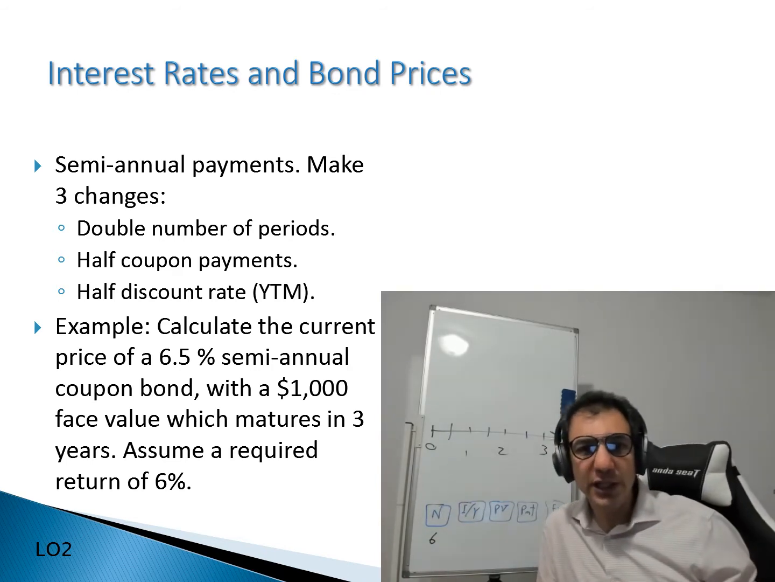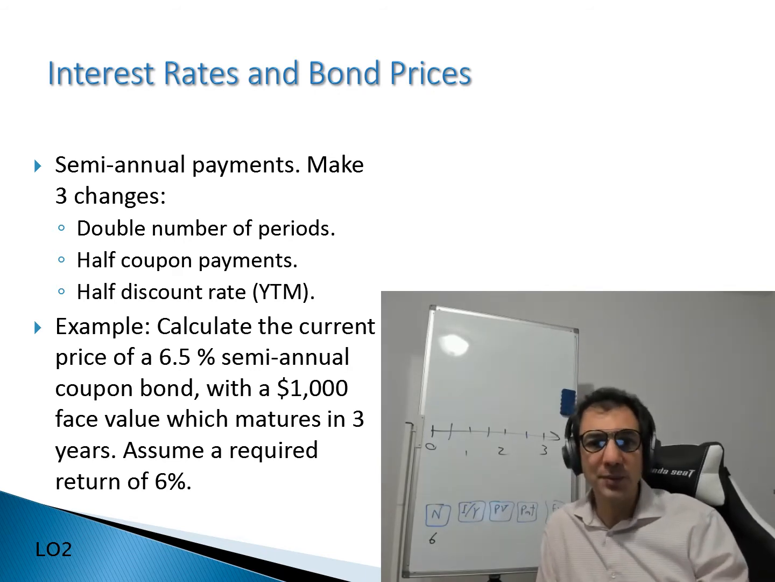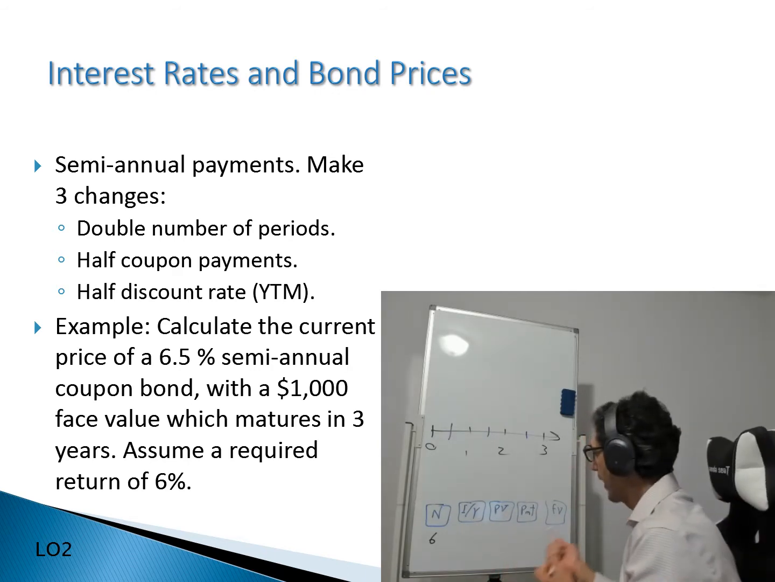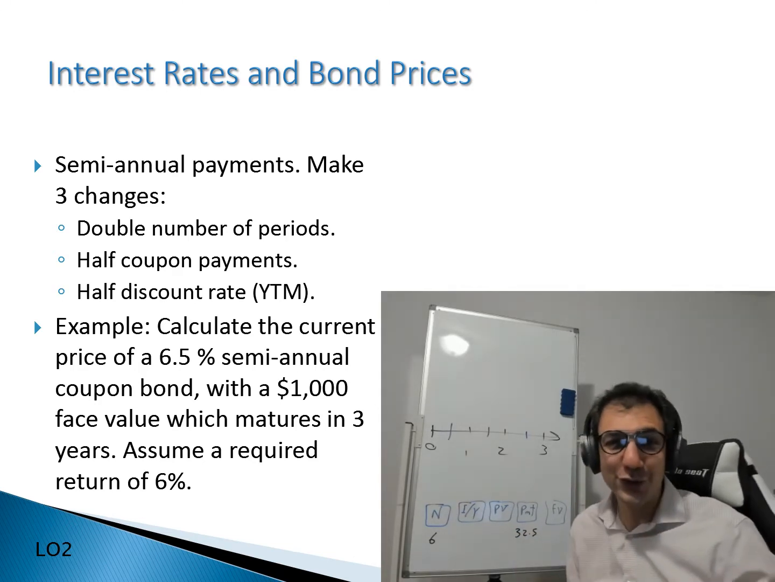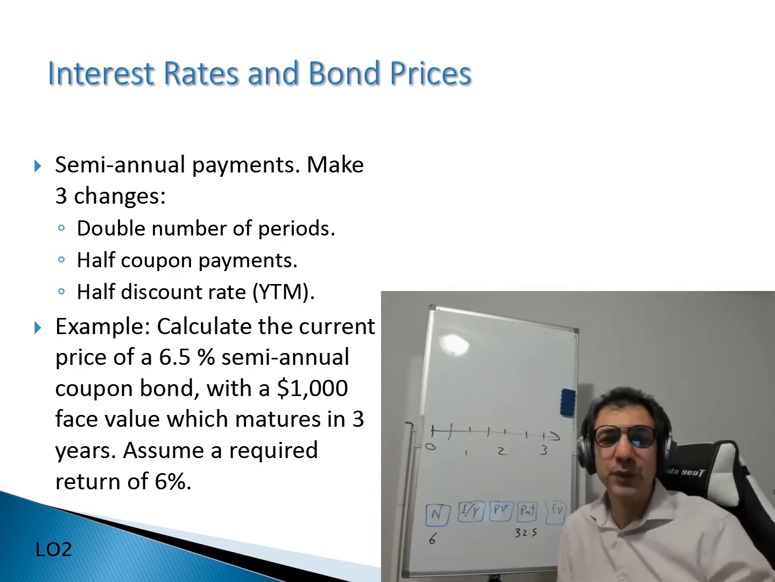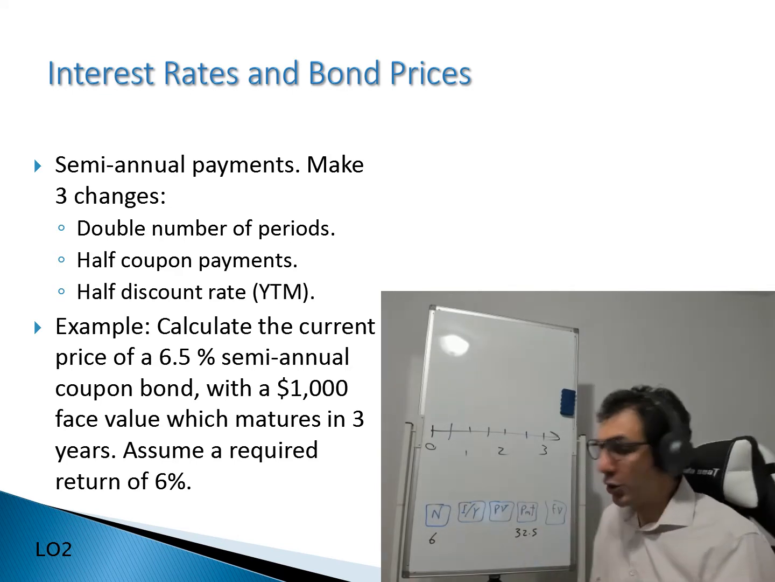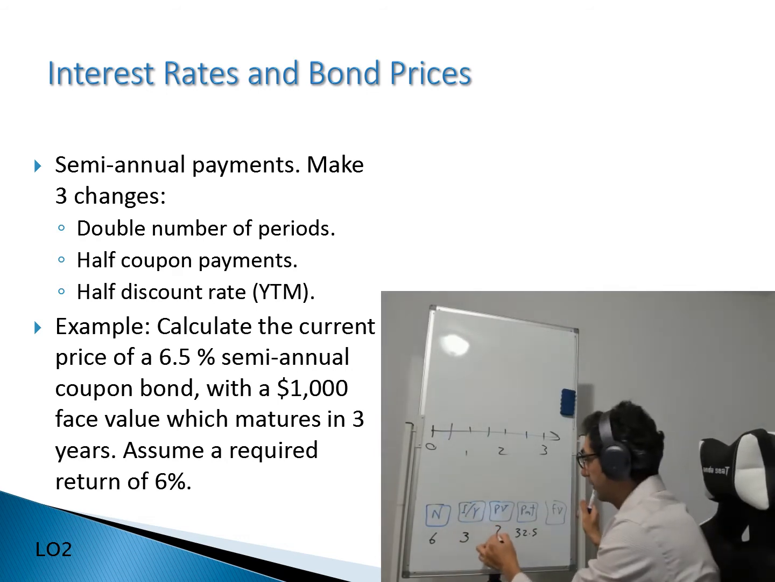The second adjustment is to the coupon payment, or the annual coupon payments. In this example, the coupon rate is 6.5%, which is $65 per year. But we are going with semi-annual, which means your payment should be $32.5. So I'm dividing the annual coupon payment by 2. And you need to adjust the discount rate, or the YTM. What is your annual discount rate? 6%. So instead of 6%, I need to use 3%. Based on that, I can find the present value of the bond.